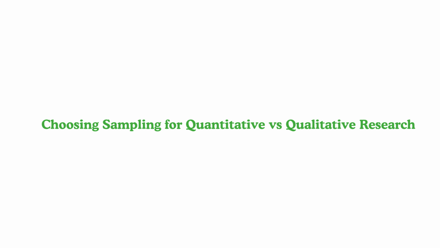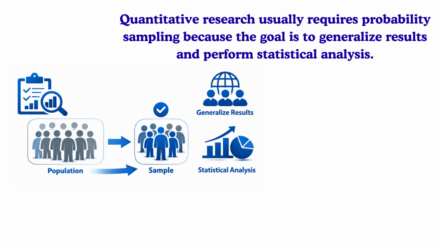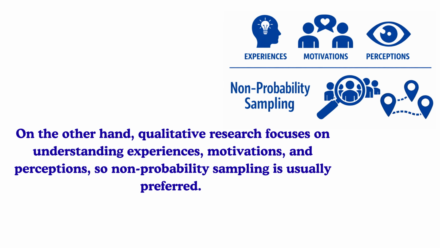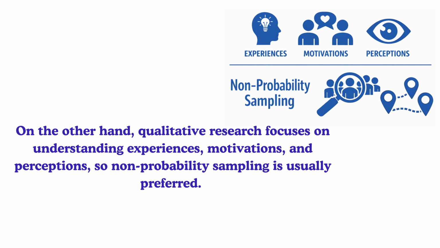Choosing sampling for quantitative versus qualitative research. The type of research you are doing also affects the sampling technique. Quantitative research usually requires probability sampling because the goal is to generalize results and perform statistical analysis. On the other hand, qualitative research focuses on understanding experiences, motivations, and perceptions, so non-probability sampling is usually preferred.